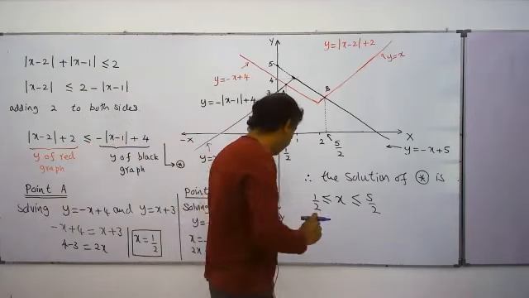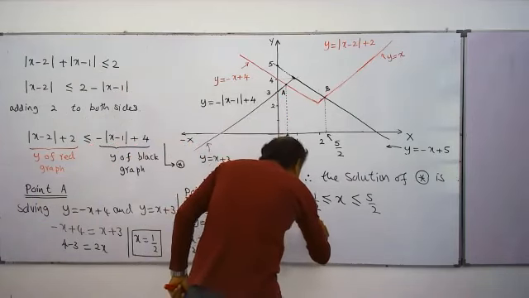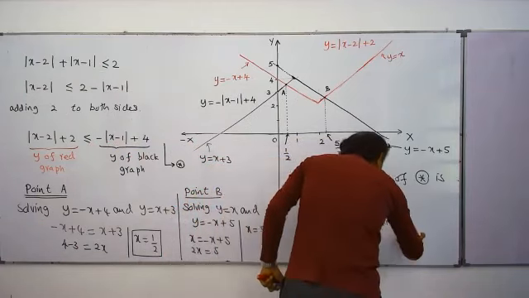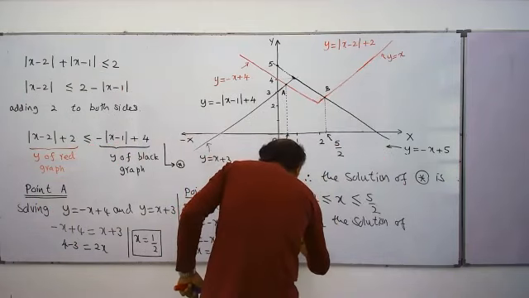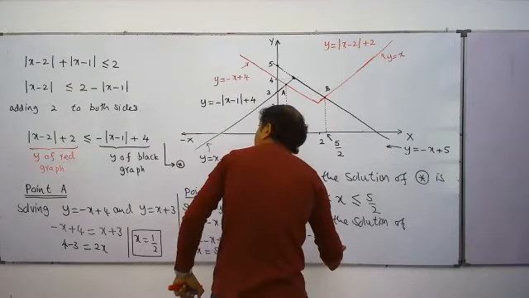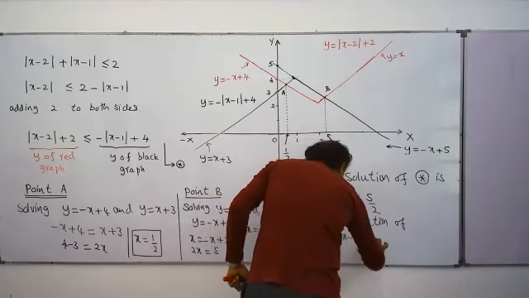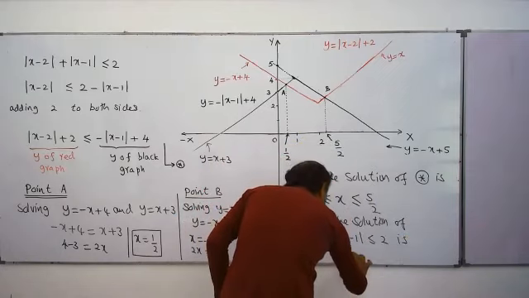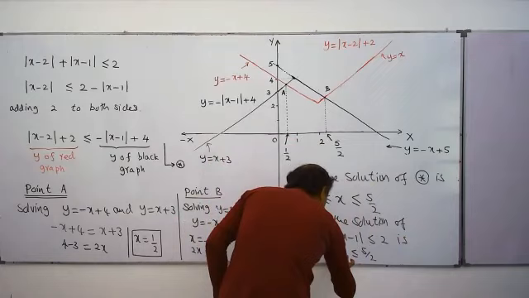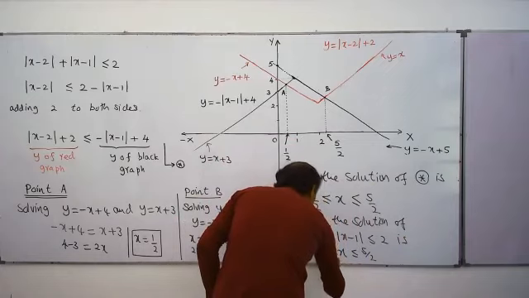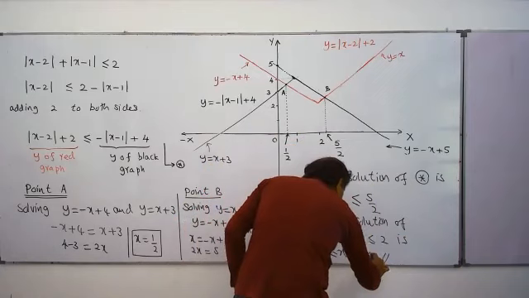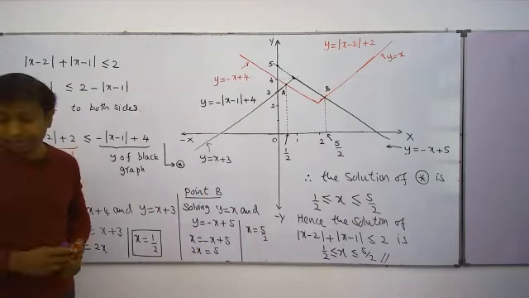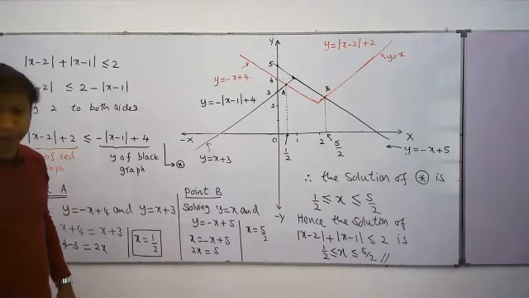That way we write. Hence the solution of that one, mod x minus 2 plus mod x minus 1 less than or equal to 2 is this way, x less than or equal to 5/2 and greater than or equal to half. Okay, now, people, this is how we take that answer. Understood? Right. Any question, people, here?